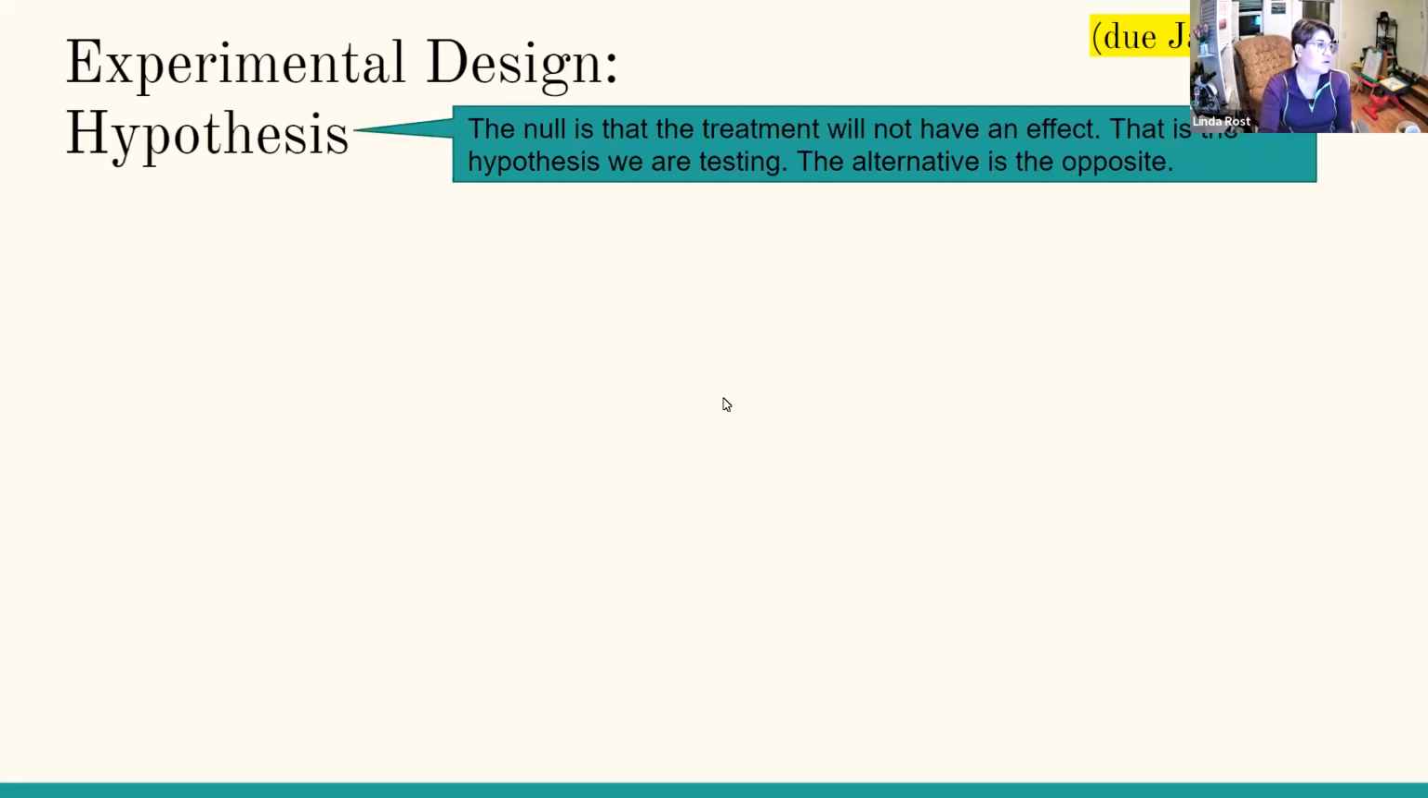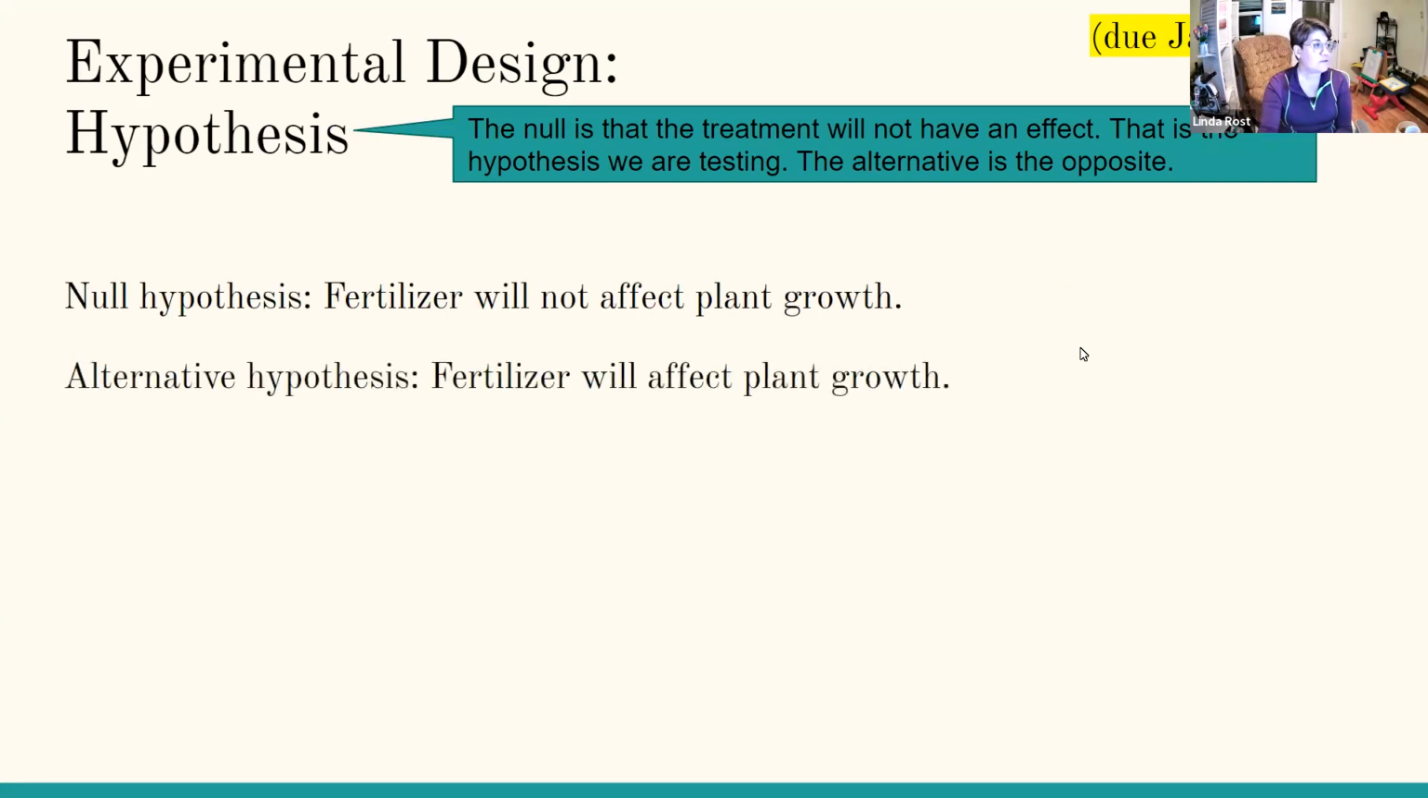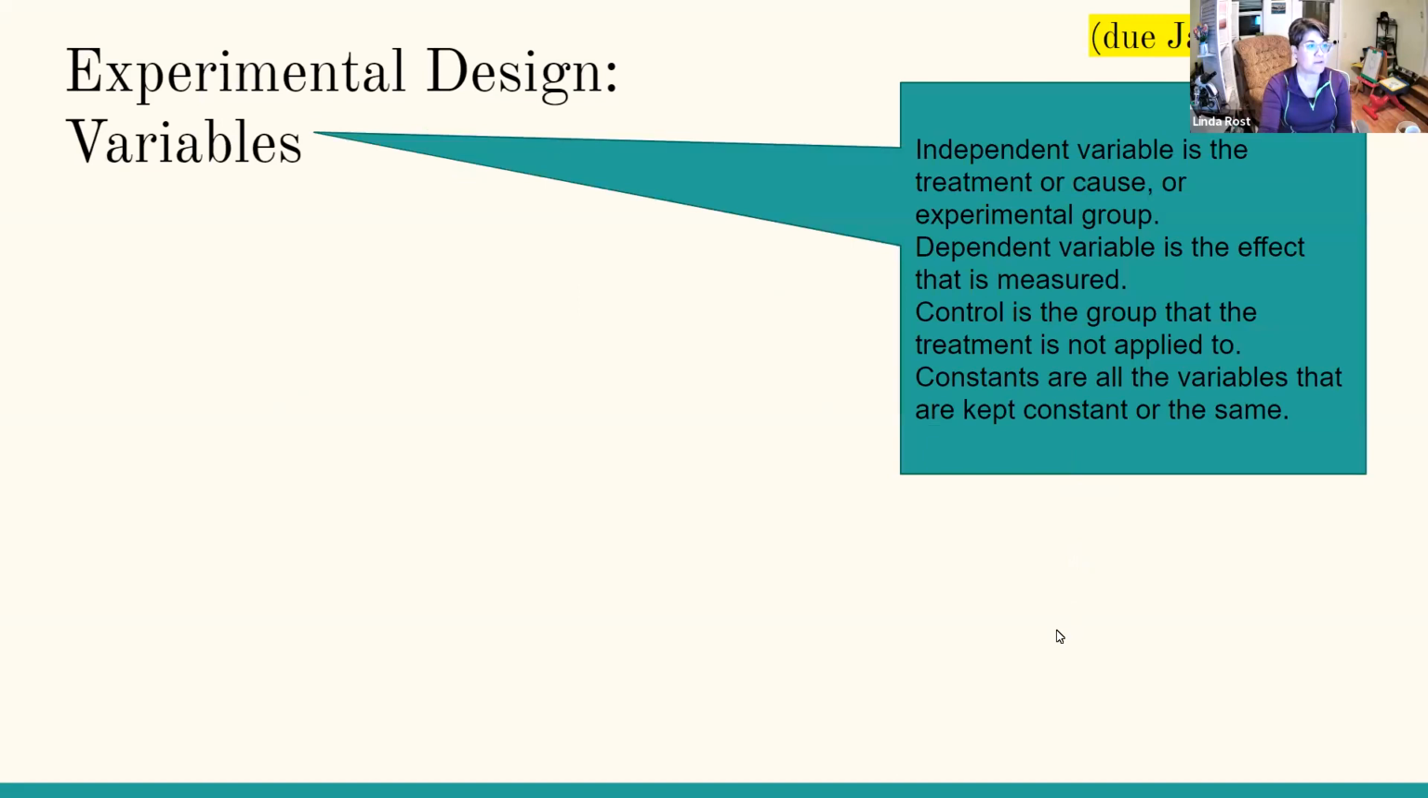And then you will do your hypotheses. There are 2 kinds of hypotheses that we use in science. One of them is called the null. That's the one we're actually testing. That states that the treatment will not have an effect. And then the alternative is the opposite. So for this, the null would be fertilizer will not have an effect. And then the alternative will be fertilizer will have an effect. So you'll write those 2 hypotheses, and then you'll go to your variables.